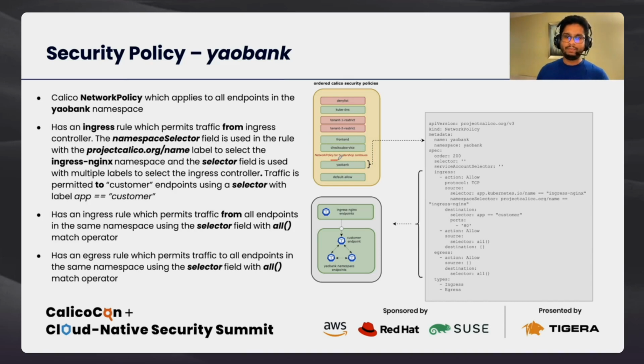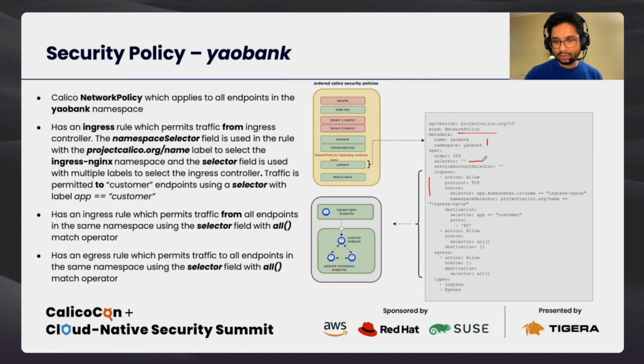So assuming that we've completed the policies for the Hipster Shop namespace, let's now look at the policy for the Yao Bank namespace. This is an interesting pattern, very similar to the front-end policy we looked at, however, with a distinction. This is a network policy that applies to the Yao Bank namespace. In the ingress direction, given that this policy applies to all endpoints in the Yao Bank namespace, we've not specified a selector. What that means is all endpoints in the namespace are matched for this policy.